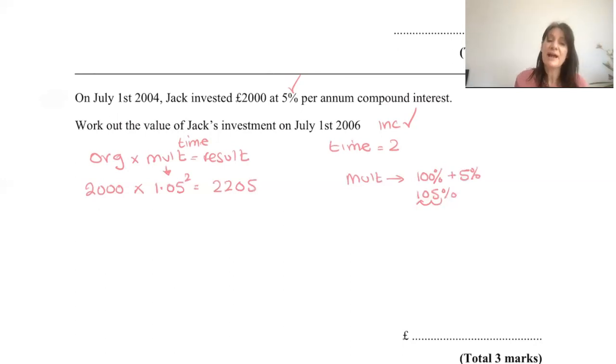You then check back in with the question, work out the value of Jack's investment. That is what we've done. Sometimes they can just work out the interest he earns. And if we don't go back and check, we might miss that. And then we're losing that mark for not answering the question. So the answer is 2205.